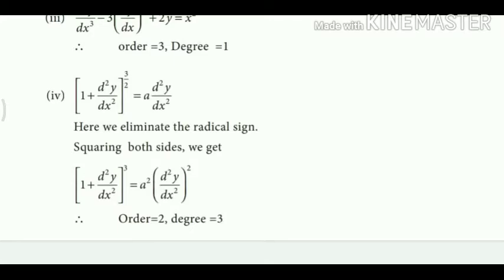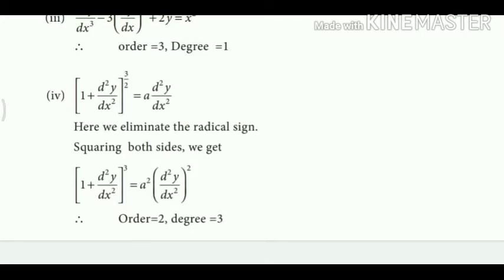So fourth one, 1 plus d square y by dx square whole power 3 by 2 equal to a into d square y by dx square. Here also d square y by dx square is given on both sides, but before that we have to eliminate the radical sign. Okay. So already it is given in the definition, fractions and radical signs should be eliminated. After that only we have to find the order and degree. So here we eliminate the radical sign.